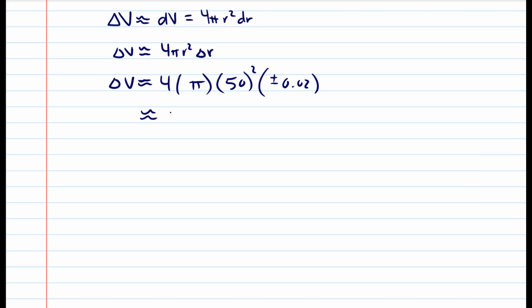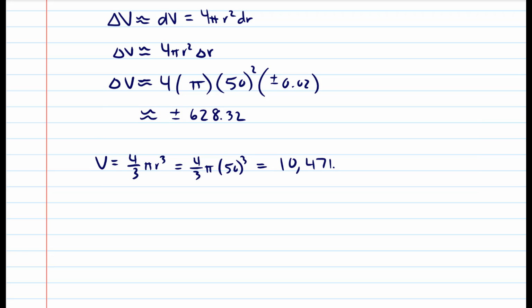Alright, and you should have got something that looks like this here, plus or minus 628.32. There it is. Now let's calculate how much we could be off by. This is pi r cubed. If we plug in the 50 here, if it was exactly perfectly measured, we would have got 10,471.97.